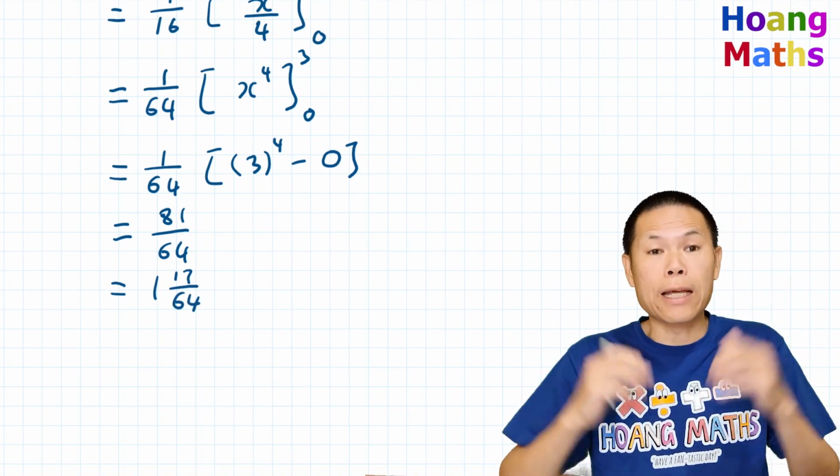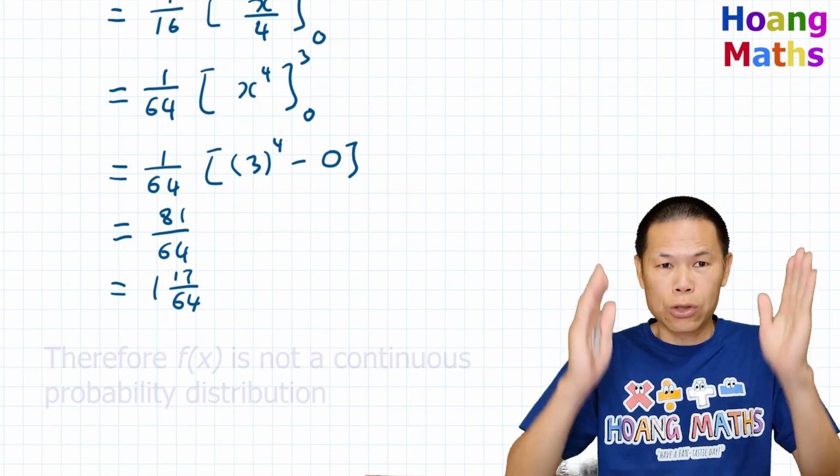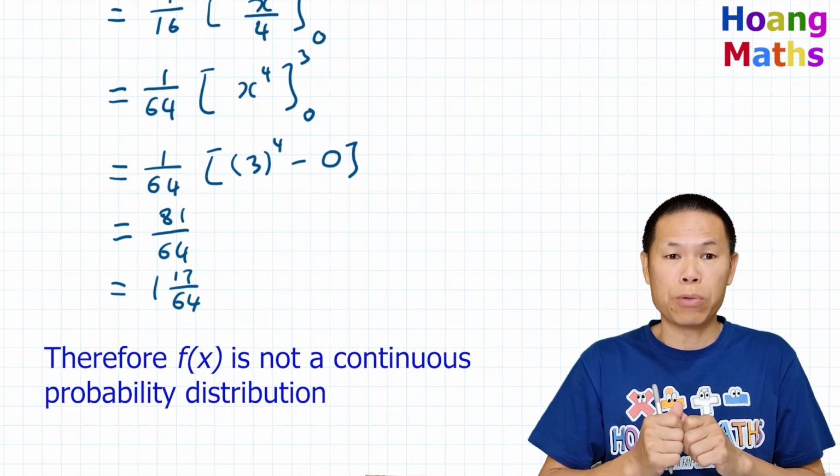So that is greater than 1. And we know that the probability distribution cannot be more than 1. So therefore, the function is not a continuous probability distribution.